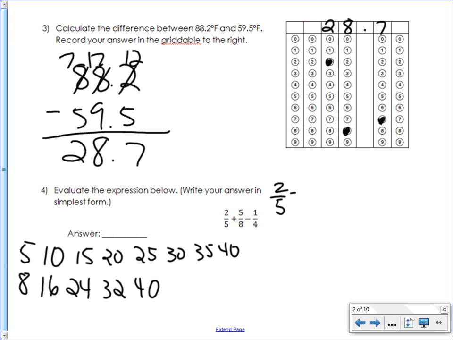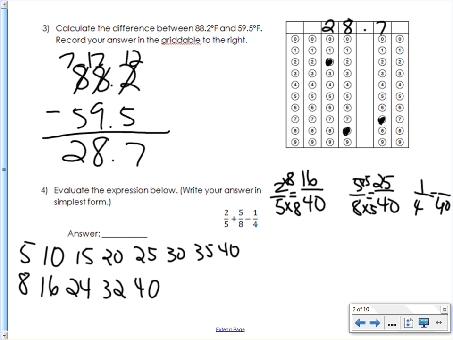So now I'm going to change them all to something over 40. All right. 5 times 8 is 40. 2 times 8 is 16. 8 times 5 is 40. 5 times 5 is 25. And 4 times 10 is 40. 1 times 10 is 10.